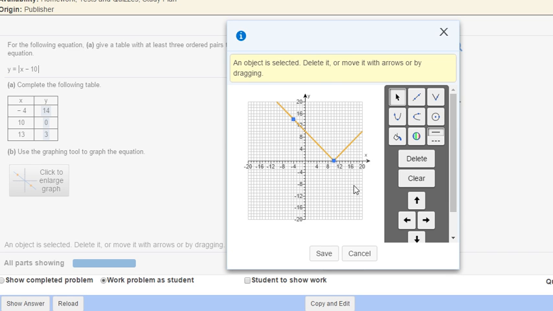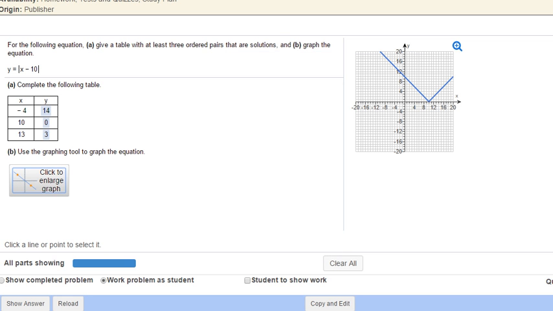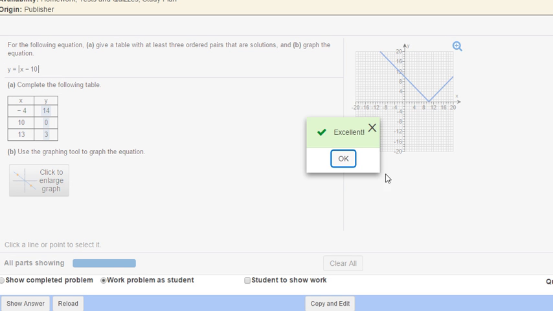All right, so I've got my graph drawn. Obviously, this window is 20 by 20. Remember, my graphing calculator is 10 by 10. That's why I'm not seeing everything on it. I click Save. I click Check. And sure enough, I did well.